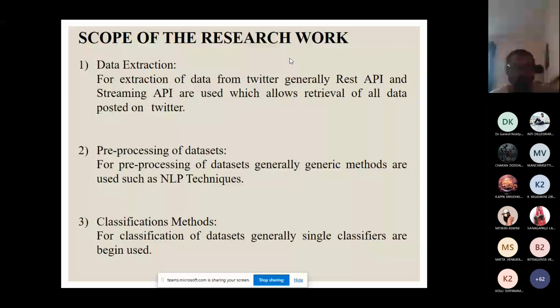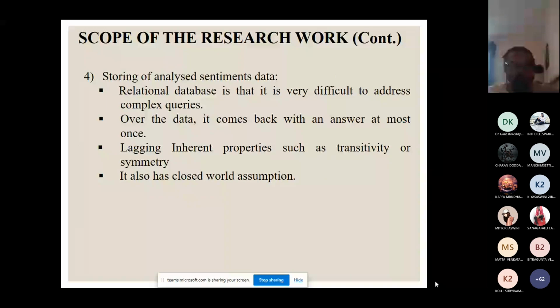So next, I have not only done this work, I have done some other work like ontology. There is a problem of storing the data in a normal relational database. It has difficulty answering complex queries, and a relational database like SQL will answer only at most one result. Some properties such as transitivity and symmetry are lacking in that. There is a boundary like the closed world assumption in the relational database.